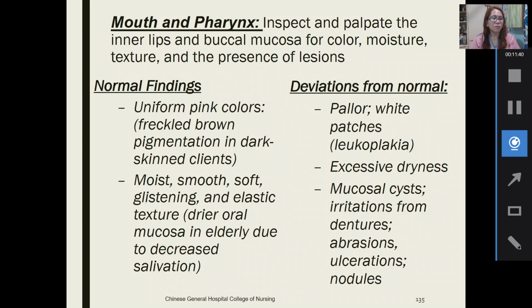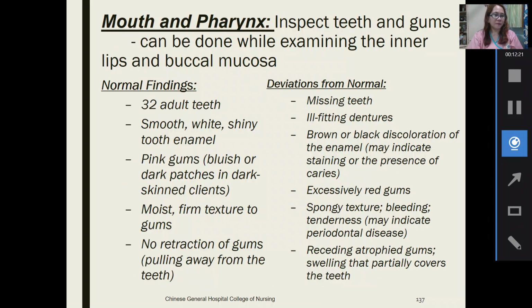So, the normal finding should be uniform pink in color. Freckle-like pigmentation in dark-skinned clients. Normal lang yon. It is moist, smooth, soft, glistening, and elastic texture. So, drier oral mucosa in elderly could be due to decreased salivation. So, yung deviations from normal, may pallor or white patches or leukoplakia. There is excessive dryness or mucosal cyst, irritations from dentures, or there are abrasions, ulcerations, or nodules. Those are abnormal findings. Okay.